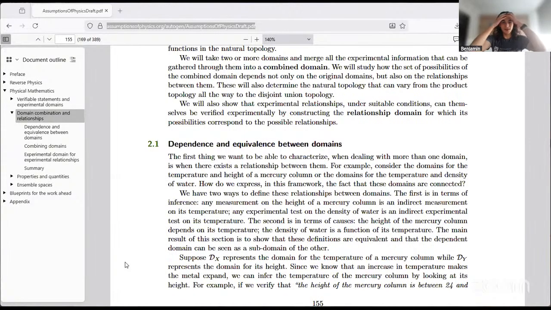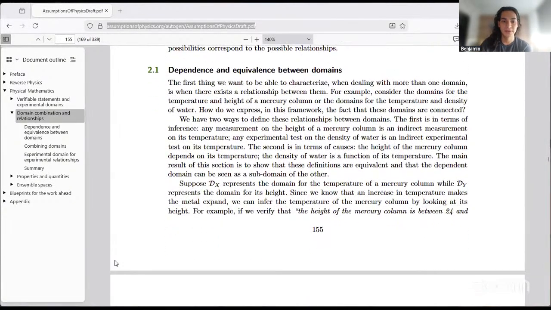So, dependence and equivalence between domains. The first thing we want to be able to characterize when dealing with more than one domain is when there exists a relationship between them. For example, consider the domains for the temperature and height of a mercury column, or the domains for the temperature and density of water. How do we express in this framework the fact that these domains are connected? We have two ways to define these relationships between domains.